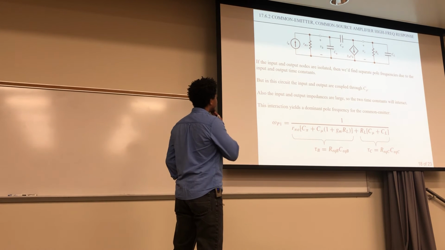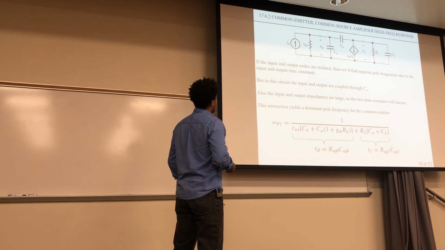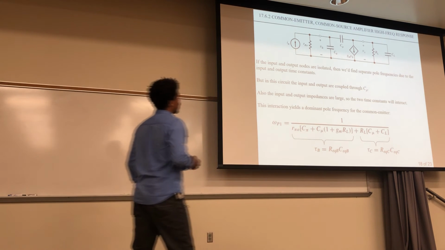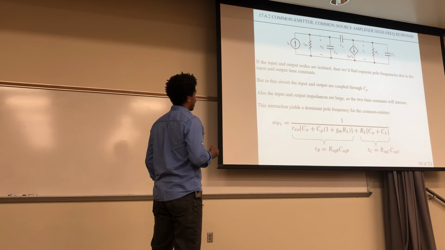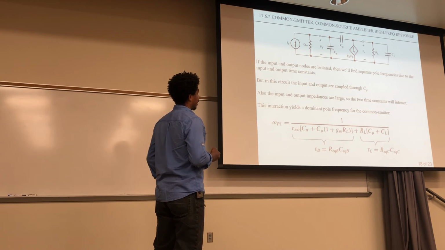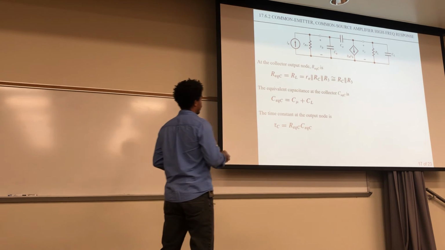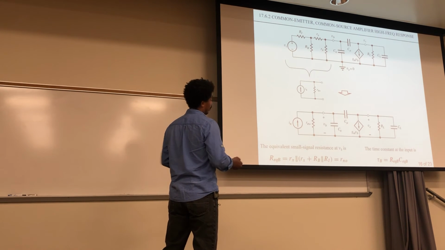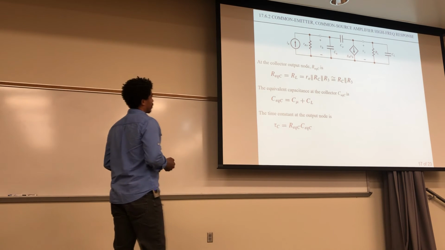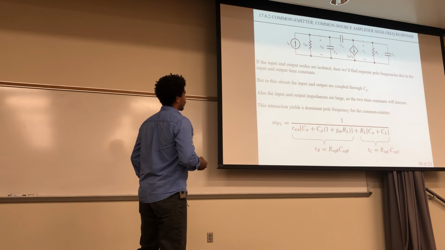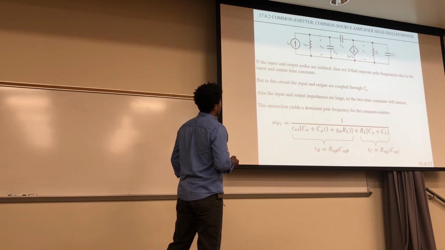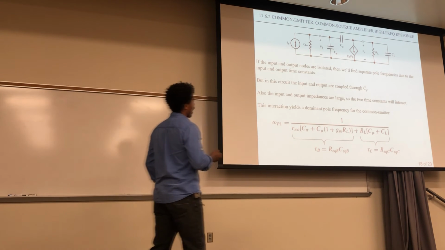So now here's a few other things to consider. If the input and output nodes are isolated, then we'd find separate pole frequencies due to input and output time constants. Like if this time constant was different than this one, which they are, but if they were isolated, then we would do that separately. There would be no interaction. But in this particular circuit right here, they're coupled through this. Like this part is coupled through this part over here through that C mu.